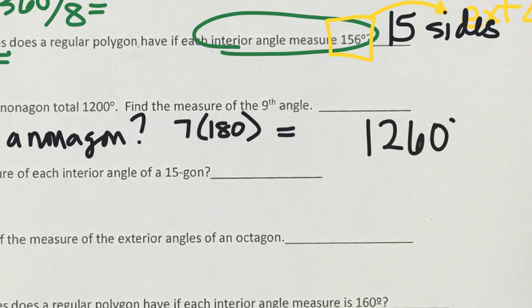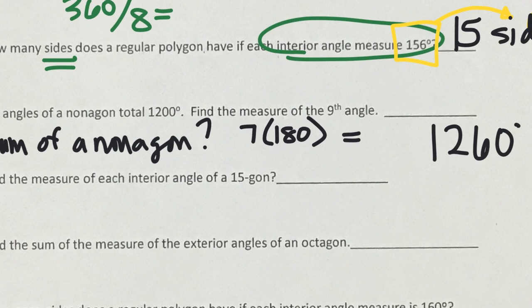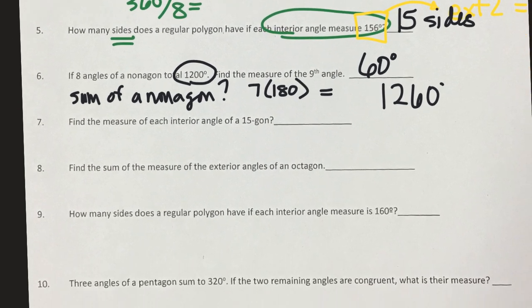So that's all of them. All 9 angles have to add up to 1260. 8 of them add up to 1200. So what's the measure of the last one? 60 degrees. Okay, notice it doesn't say a regular polygon. So if it doesn't say regular, do not assume that all of the angles are equal. Only if it says regular are all of the angles and all of the sides equal.